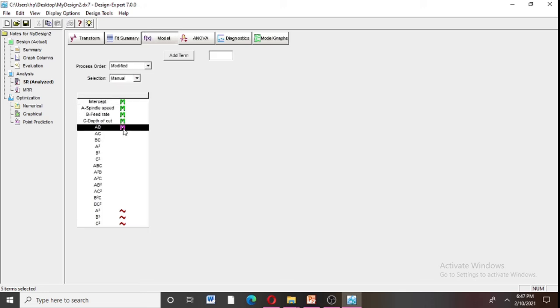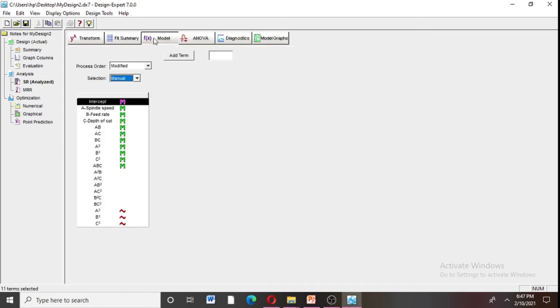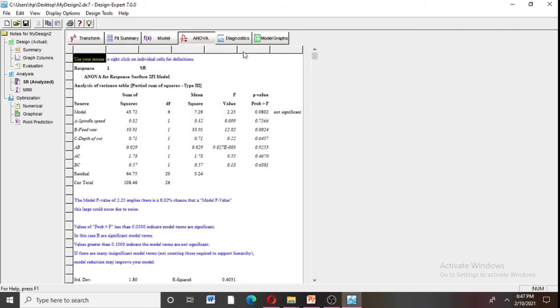Here I go for increasing the model value. I introduce A, B, A, C, B, C, the second order polynomial also, so I can include, and also after that B, C. Now if you can see here, it is not significant. Now your ANOVA table is not significant, so further model reduction is required. In that I convert the second order polynomial equation into a linear equation. You see here also it is not significant.